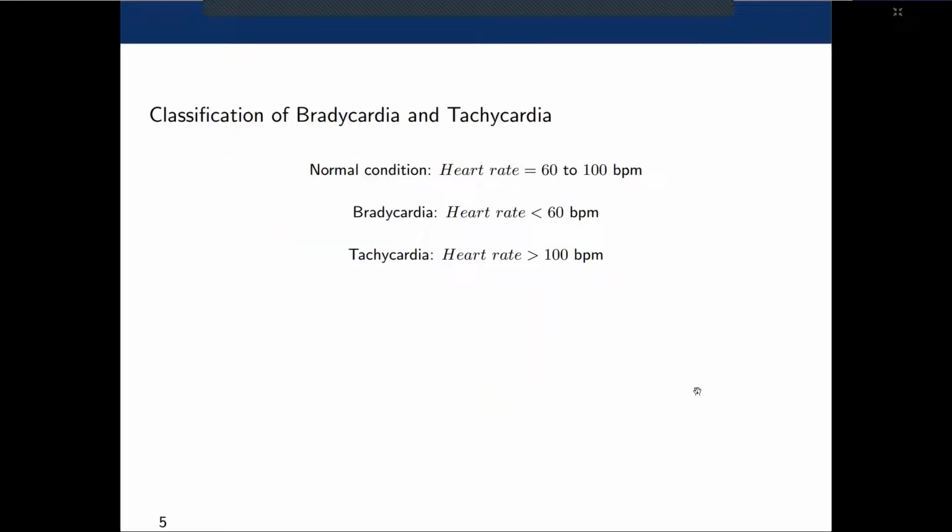Classification of bradycardia and tachycardia. At resting conditions, the normal heart rate should be from 60 to 100 beats per minute. But when it is less than 60 beats per minute, it is called bradycardia, and when it's above 100 beats per minute, it is called tachycardia.